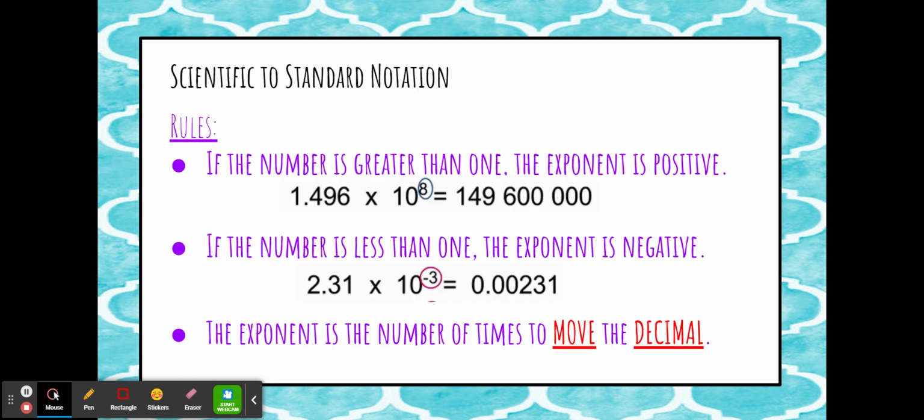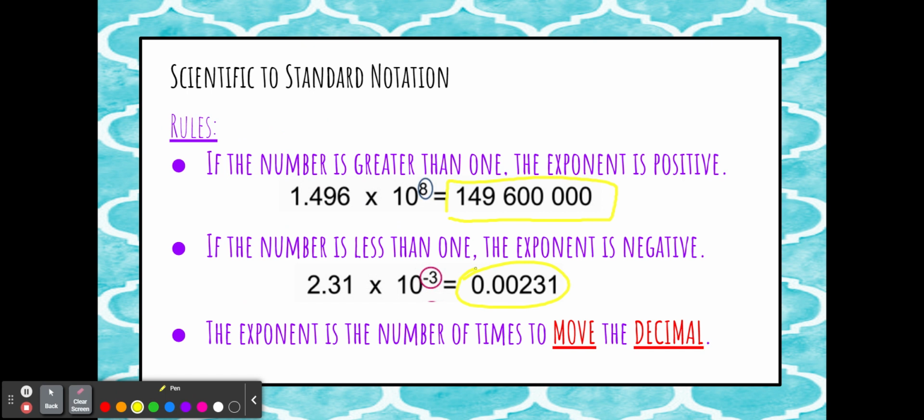Okay, so scientific to standard notation. If the number is greater than 1, the exponent is positive. So a positive 8 exponent in this example, that number is greater than 1. It's a positive exponent. If the number is less than 1, the exponent is negative. So negative 3, this number is a small number, very close to 0. It's not going to be less than 0, it's going to be less than 1. So it's smaller than 1, but it's still a positive number.